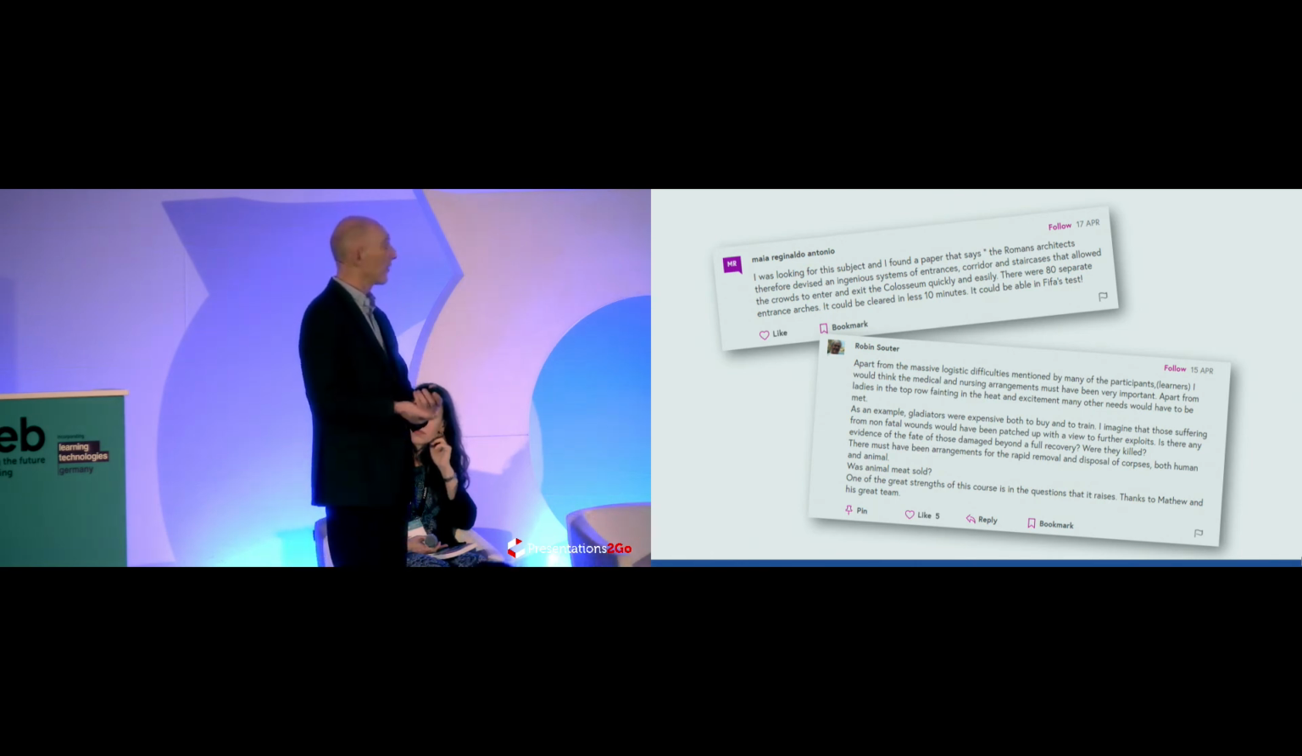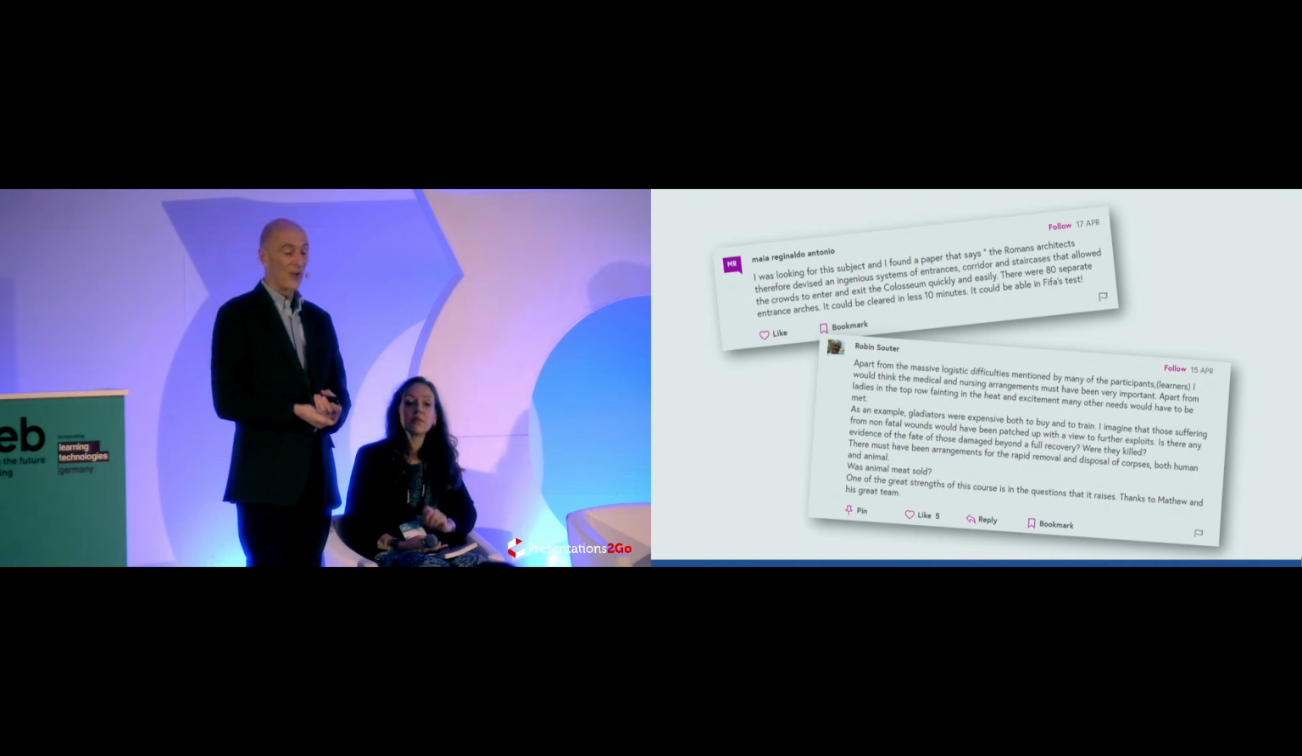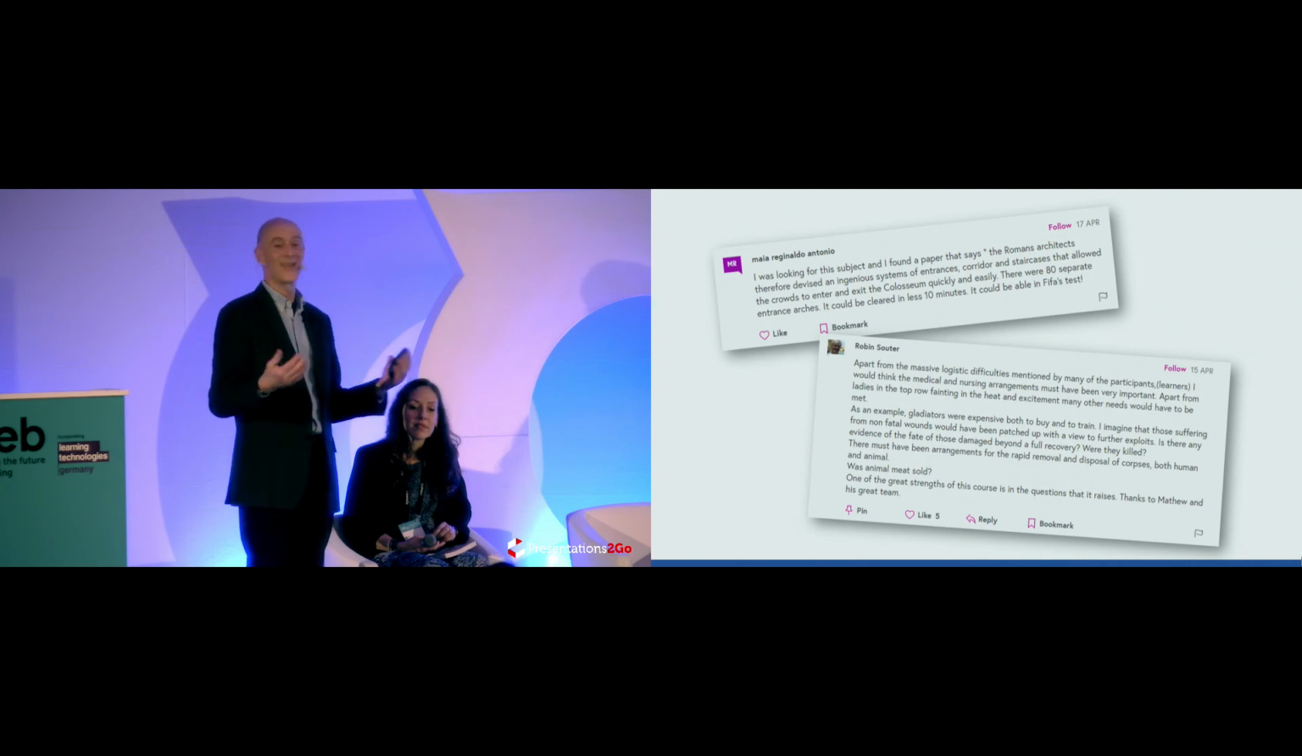The first one, I was looking for this subject, and I found a paper that says the Roman architects devised an ingenious system of entrances, corridors, and staircases that allowed the crowds to enter and exit the Colosseum quickly and easily. There were 80 separate entrance arches. It could be cleared in 10 minutes, better than a FIFA football stadium. So that was a learner who went off and researched how to get in and out of the Colosseum. Another one, they're talking about the medical facilities for gladiators in the Colosseum.